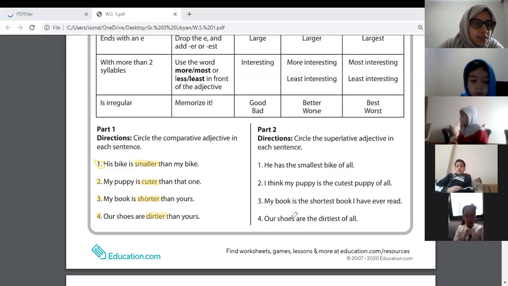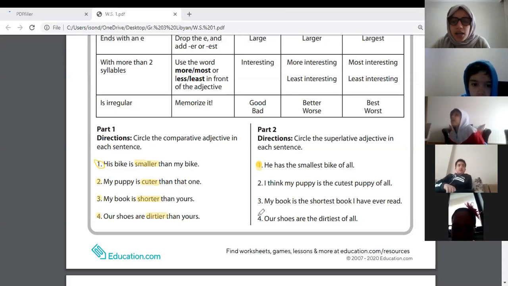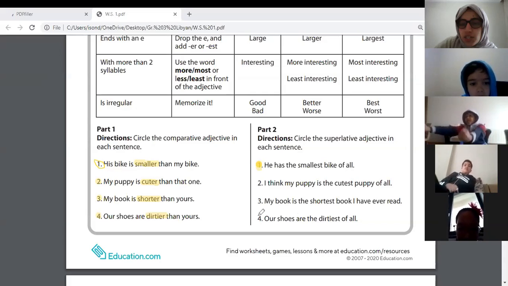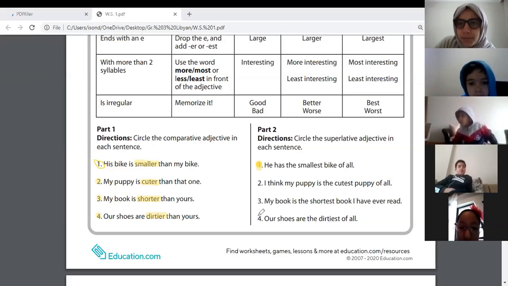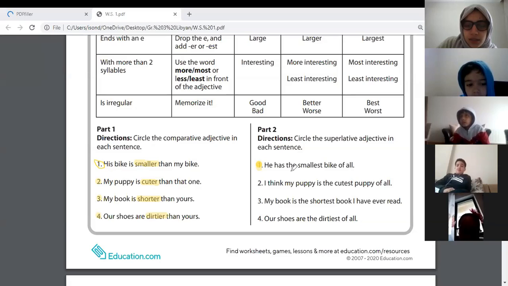Zainab, I see you raising your hand. Can you read the first one in part 2, please? He has the smallest bike of all. So we're comparing between one bike and all the bikes. That's why it's ending in EST. Which word here is the comparing word? Smallest. Excellent, Zainab. Smallest is the word that is comparing between one bike and all the bikes.